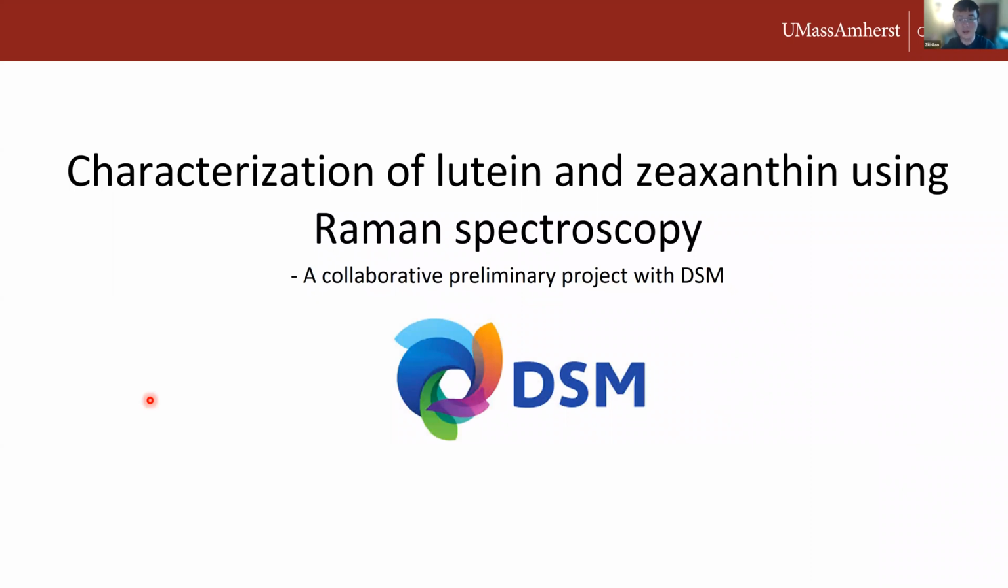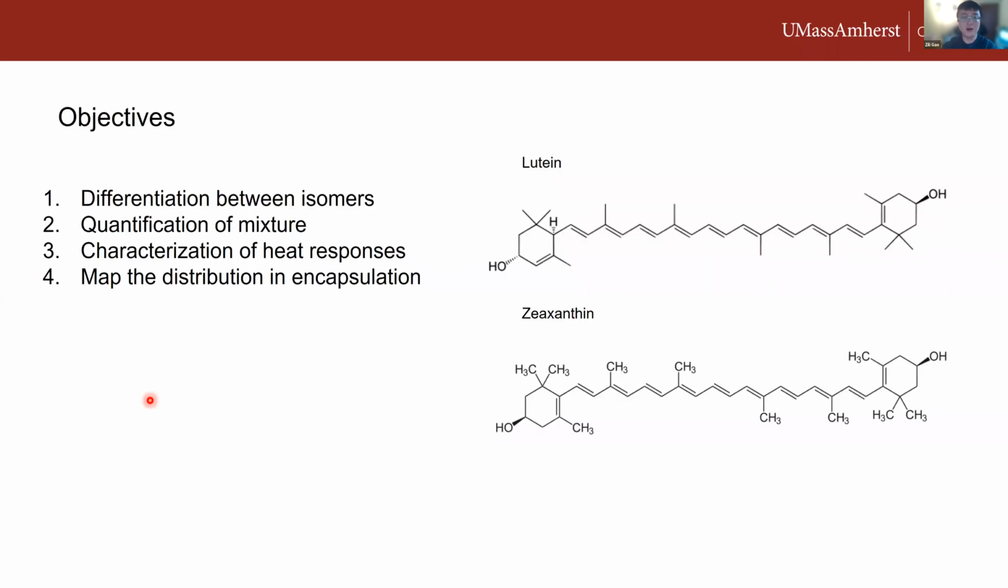So right here, I will show you a small project to showcase how powerful and capable Raman can be for chemical analysis. We have two nutraceutical compounds here. One is lutein and one is zeaxanthin.